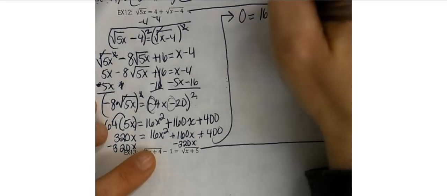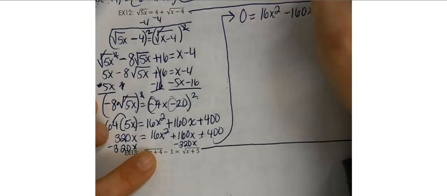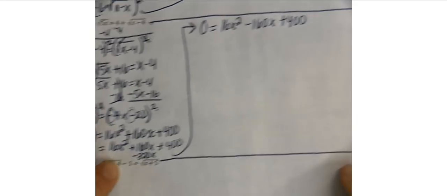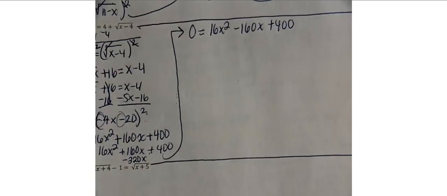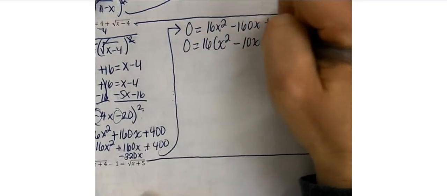minus 160x plus 400. Now these numbers are huge, so it might be in our best interest to simplify them. And I believe that 16 can go into every single term, so I'm going to factor out a 16. So I have 0 is equal to 16 times x squared minus 10x plus 25.